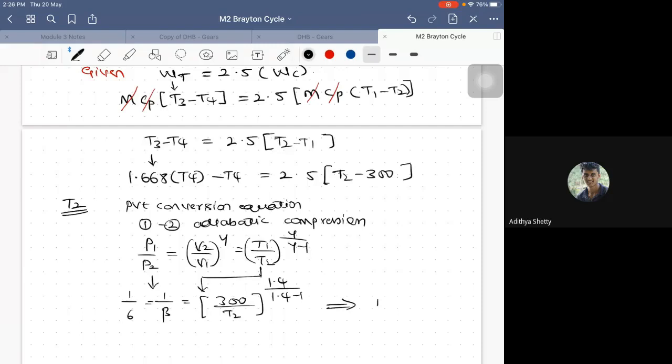So from this, what is the value of T2? Sir, can you solve this, sir?